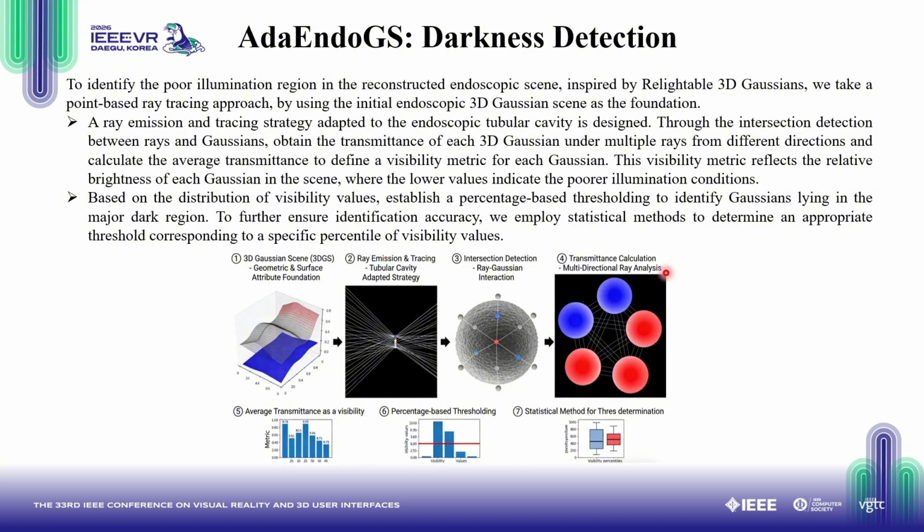For dark region detection, we use a point-based ray tracing approach adapted for endoscopic tubular cavities based on the reconstructed 3D Gaussian scene. We emit multi-directional rays, and calculate each Gaussian's transmittance as a visibility metric. Lower values mean darker regions. Then we use statistical thresholding to identify the major dark region, with the charts here validating the accuracy of our detection method. This step ensures we precisely target the areas that need enhancement.